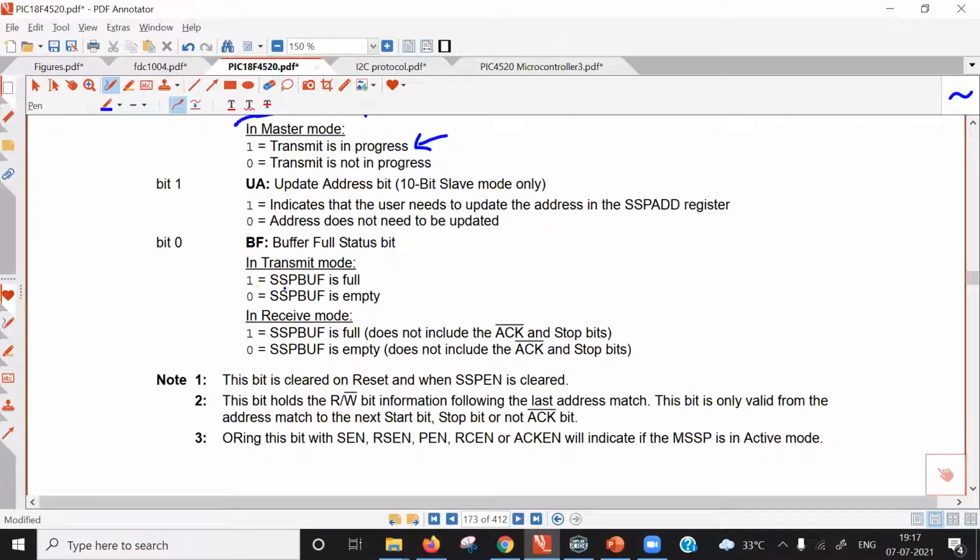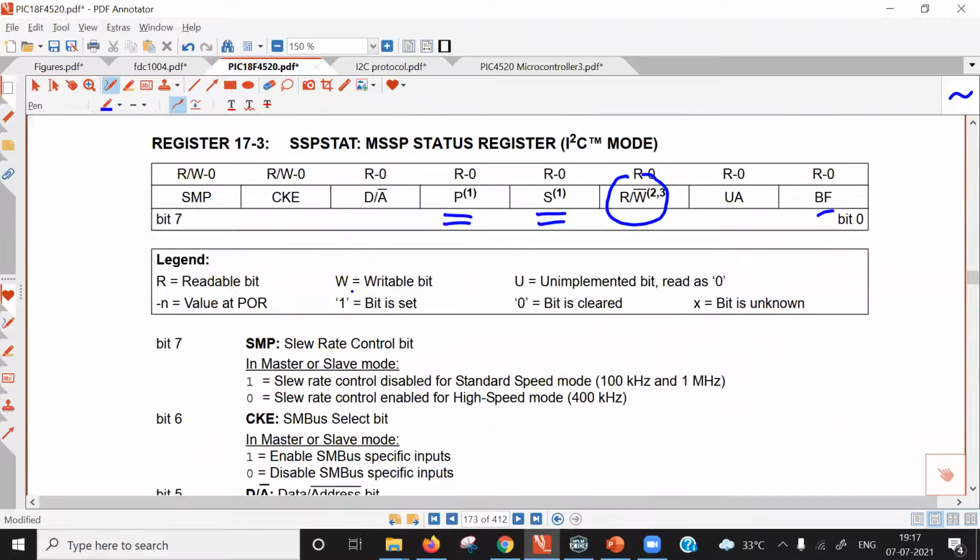In receiving mode, the meaning of this bit is like this. When this bit is 1 in receiving mode, SSP buffer register is full. And when this bit is 0, SSP buffer register is empty. When we read data from the SSP buffer register, this bit is automatically cleared. So this is a readable bit. It is automatically cleared in receiving mode whenever we read data from the SSP buffer register. That's the meaning. One more register let me complete and then we'll stop.